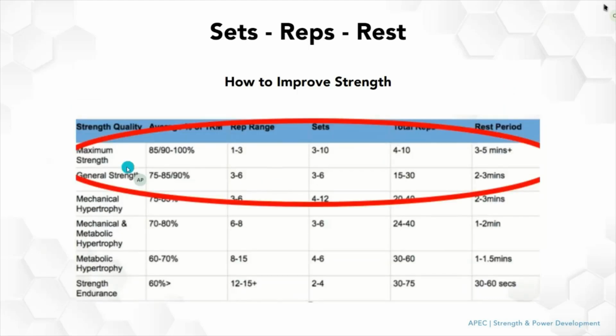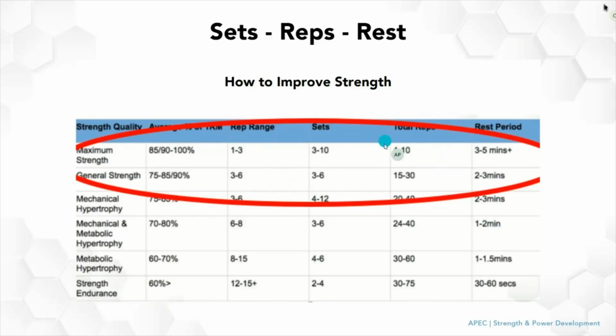So when the focus here is on our max strength and our general strength, here we have our intensity. So we can see they're all very high. The lowest intensity here is 75% of 1RM, up to 90 for general strength, and then 85% up to 100% of our 1 rep max for maximum strength. In each set, we'd be prescribing between 3 and 6 reps for general strength and 1 to 3 for maximum strength. Then next we have our sets. So for maximum strength, we have 3 to 10 sets, and then for our general strength, we have 3 to 6 sets.